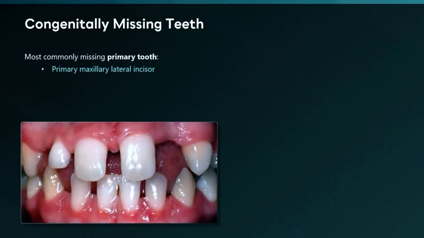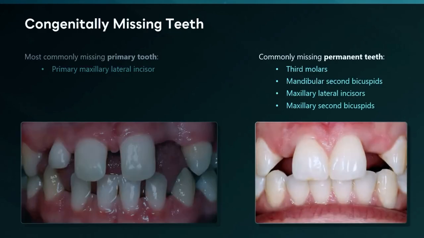In the primary dentition, the maxillary lateral incisor is the most common tooth to be congenitally missing. In this photo, notice the upper left central incisor here. We can see that there's no evidence for eruption, and there's also no evidence in the radiograph for this tooth. In permanent teeth, the most commonly congenitally missing teeth, in this order from most common to least common, is the third molar, the mandibular second premolar, the maxillary lateral incisor, and the maxillary second premolar or bicuspid. This is very important to know as this is high yield information for the exam.